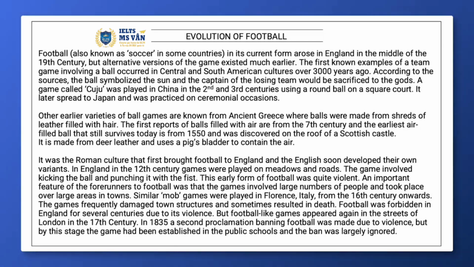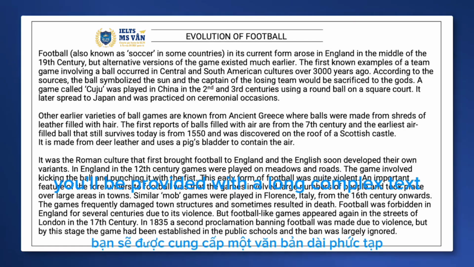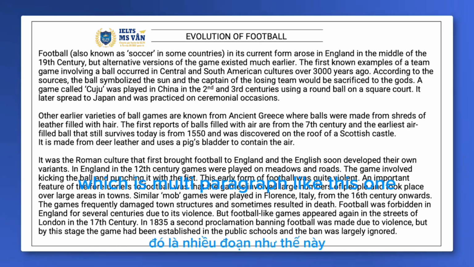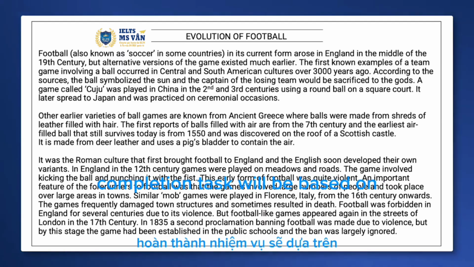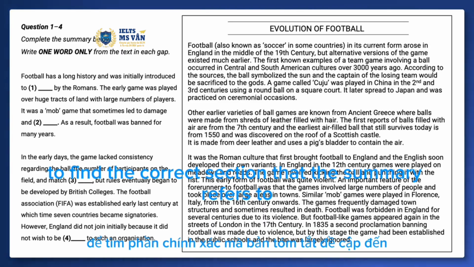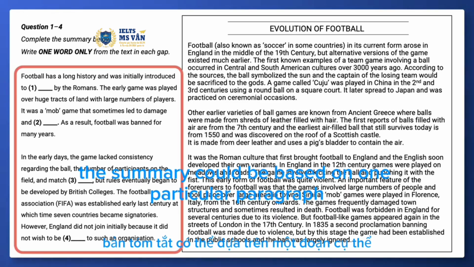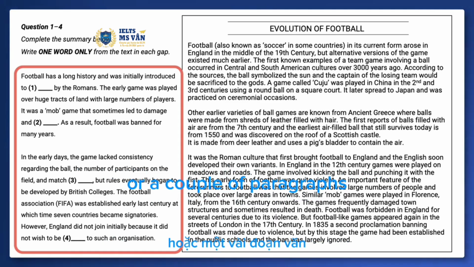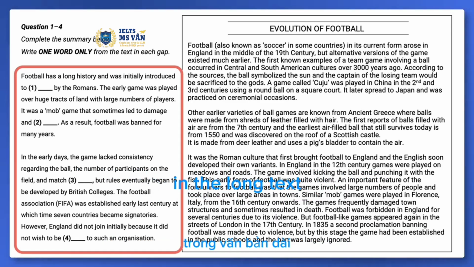In part 3 of the reading test, you'll be provided with a long, complex text which is multi-paragraph, like this one. This is what the summary completion task will be based on. So, you'll have to skim and scan the entire text to find the correct section that the summary refers to. The summary could be based on one particular paragraph or a couple of paragraphs in the long text.